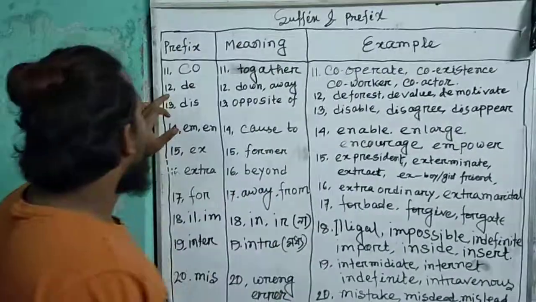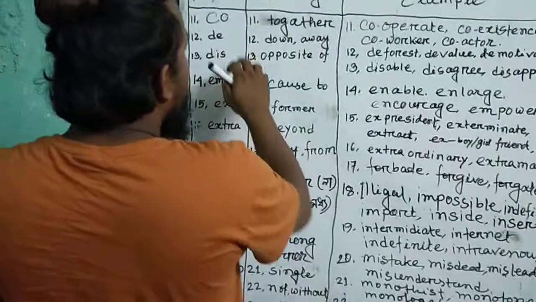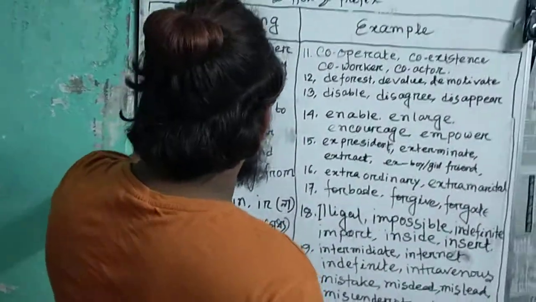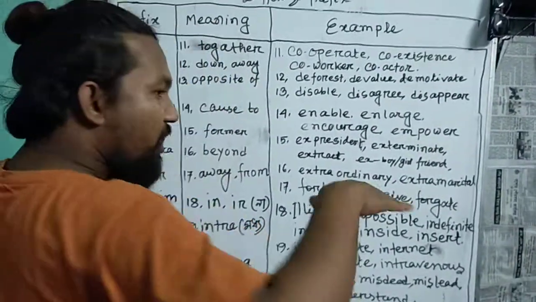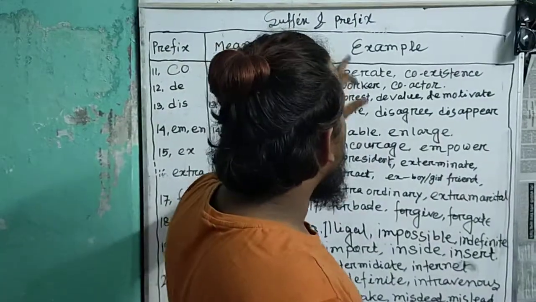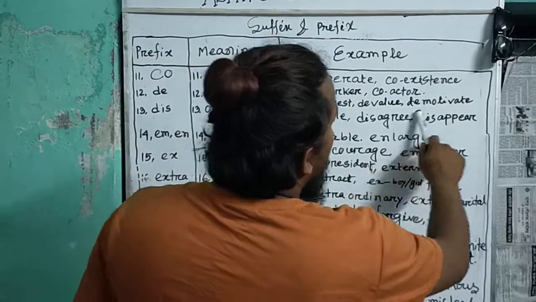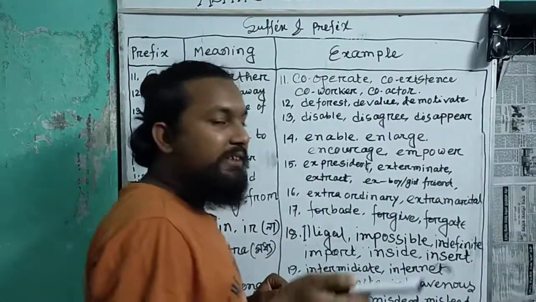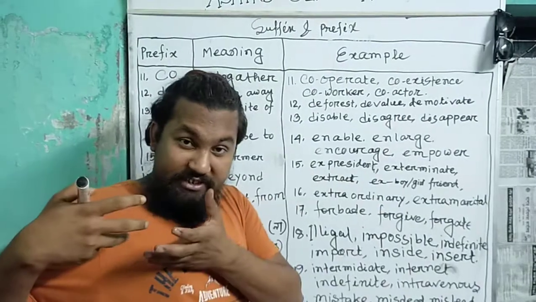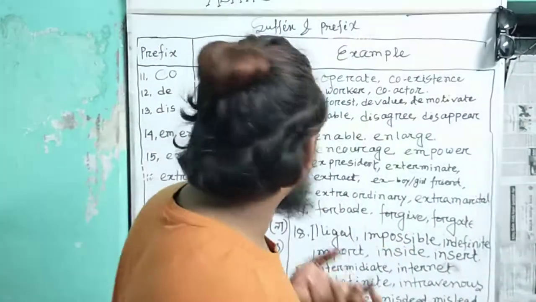On the other hand, number 12, here it is de. You know that the meaning of de is down or away. It is the down and the lower part. Actually, the examples are deforest, devalue and demotivate. Here it has a negative sense. For this reason, you have to understand the basic formula of de.